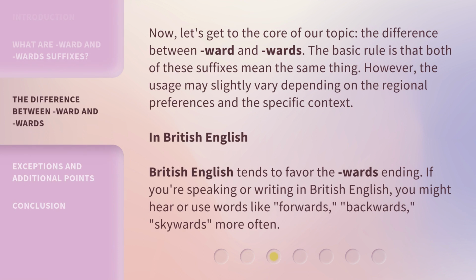Now, let's get to the core of our topic: the difference between -word and -words. The basic rule is that both of these suffixes mean the same thing. However, the usage may slightly vary depending on regional preferences and the specific context. British English tends to favor the -words ending. If you're speaking or writing in British English, you might hear or use words like forwards, backwards, skywards more often.